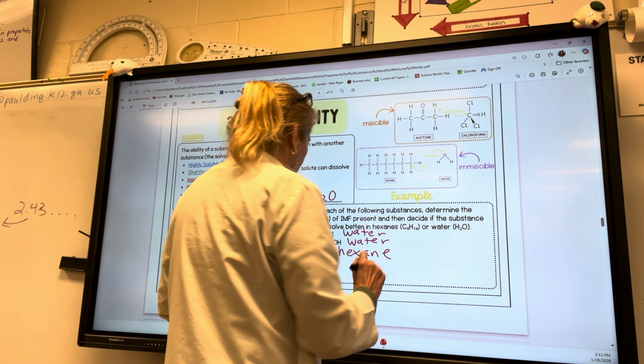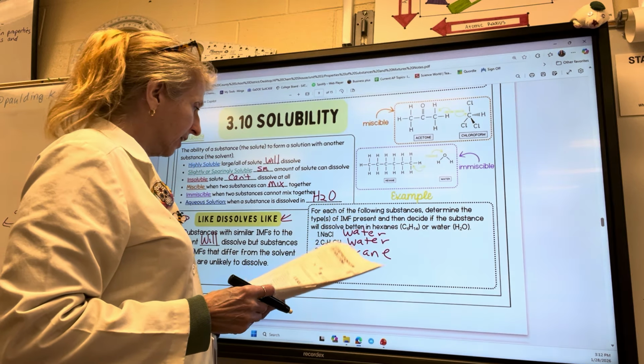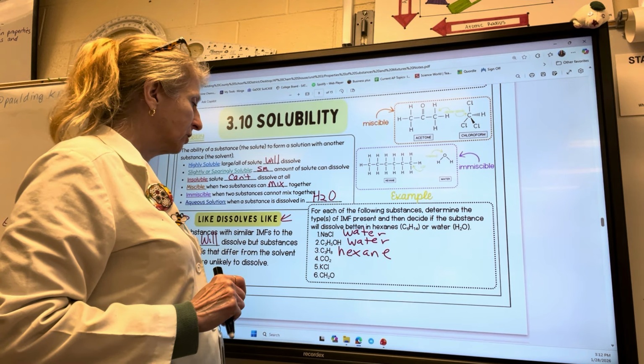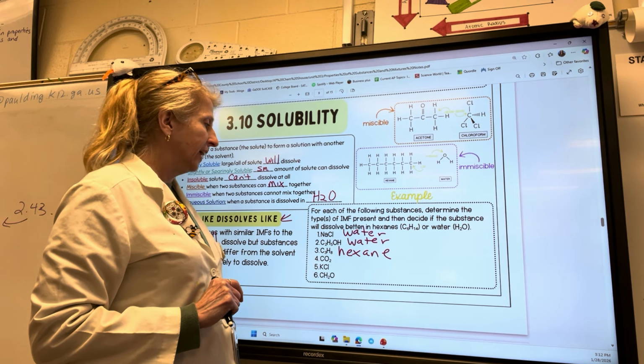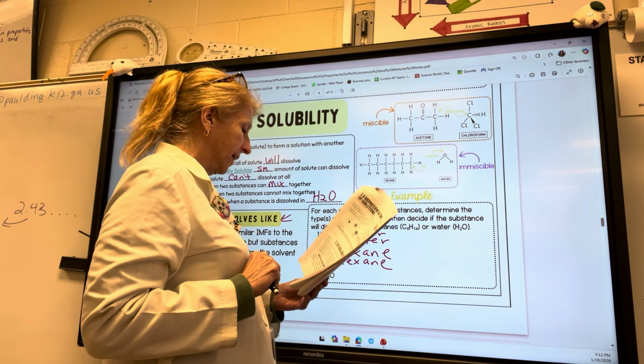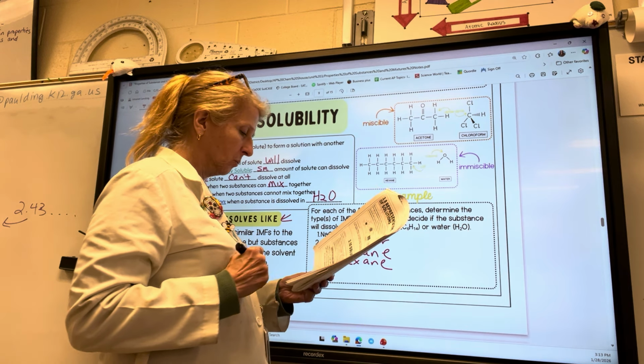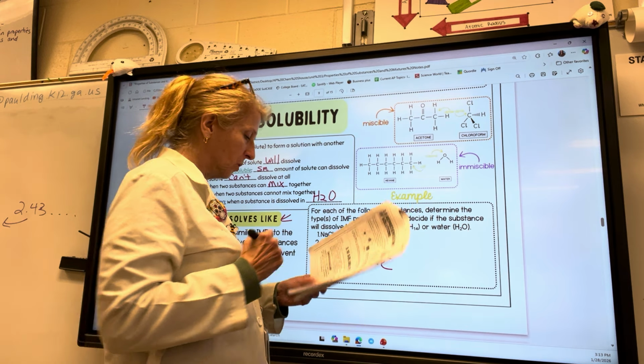This is like our oil. Carbon dioxide. It has London dispersion. It is non-polar, so what's it going to dissolve in? Hexane. We can get carbon dioxide to dissolve in water in soda pop, but it has to be under extreme pressure, doesn't it? And it doesn't take long for that soda pop to go flat once you open it, right? Okay, potassium chloride, that's ionic, so what's it going to dissolve in? Water. And we're not going to worry about the last one. It's a little bit more organic chemistry than you know. And I'm not sure that you have to know.